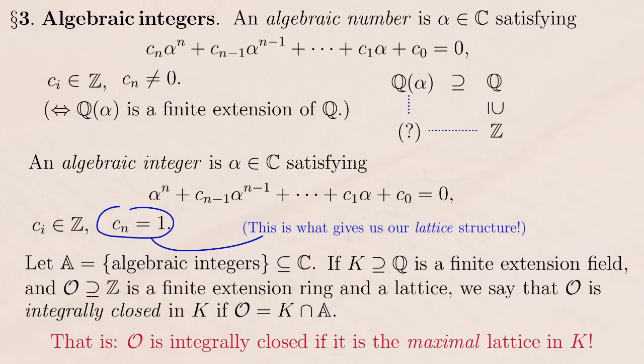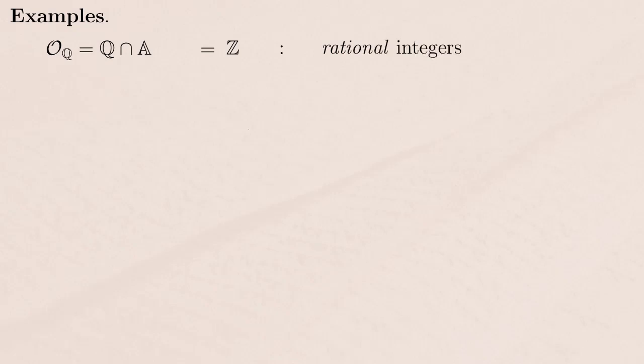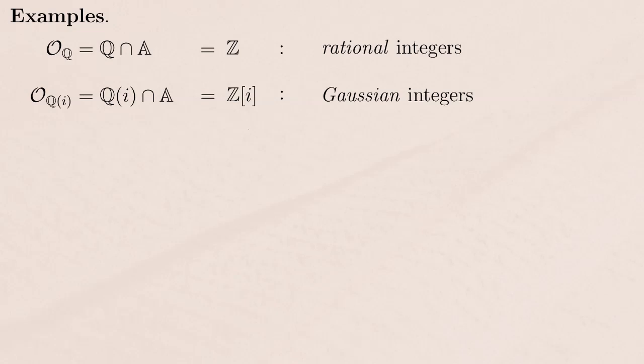Here are some examples. The set of all algebraic integers in Q, that is, Q intersect A, is just Z. This is the usual thing we mean when we say the ring of integers, though sometimes I've called elements of Z rational integers to make sure there's no ambiguity at this stage. The set of algebraic integers in Q adjoin i, that is, Q adjoin i intersect A, is just Z adjoin i, the ring of Gaussian integers.